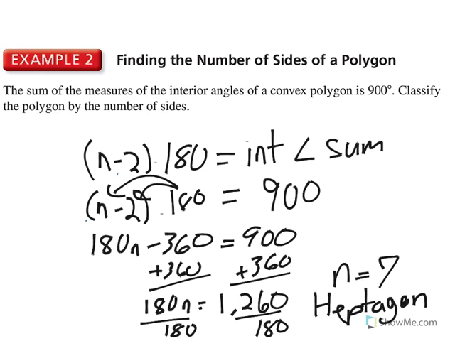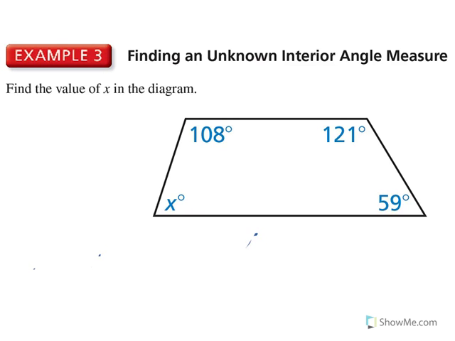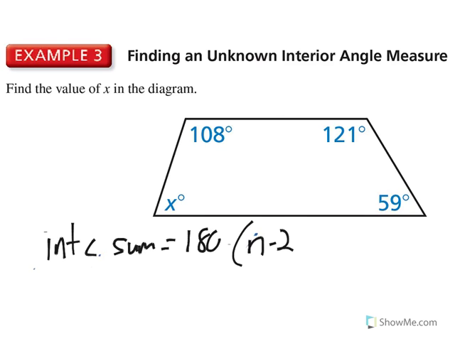So that would be my answer for this problem. In this example, we're just doing the same thing, but now we have a variable involved. So I can still think about my formula. I have my interior angles sum is equal to 180 times n minus 2.